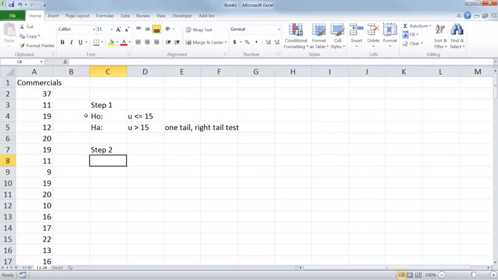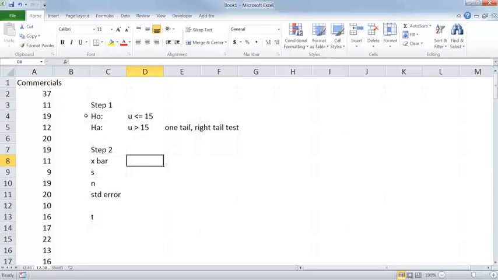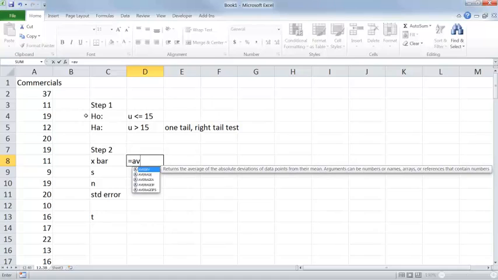Okay, let's do step 2, which is to collect some data. We already have that. And then formulate our test statistic. So again, we have to have the x bar, we have to have s, we have to have n. We'll find the standard error, and then we'll find t. Those are the things we're going to find. So remember, x bar equals the average.